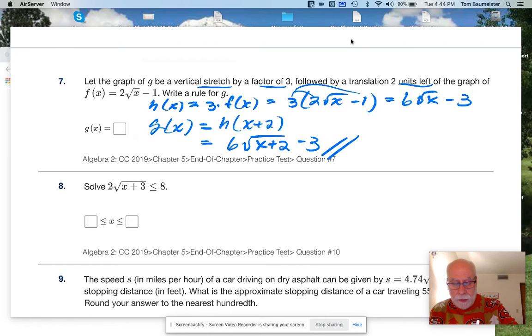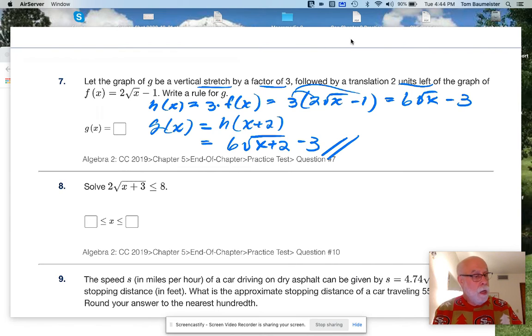Because remember, it's x minus h, well, minus a negative 2, because we're going 2 units to the left. Okay? So that is our final answer. And again, we should be getting good at these, ladies and gentlemen.